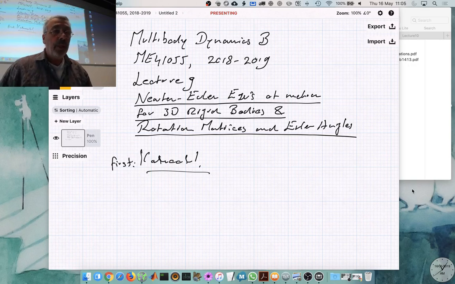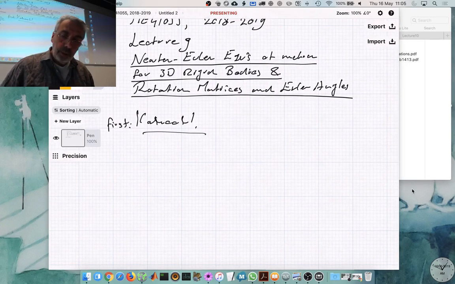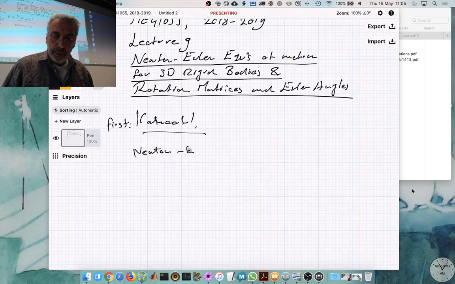Okay, there we go. So today's topic, Newton-Euler equations of motion for 3D rigid bodies, and we're going to make a start with rotation matrix and Euler angles. Now, if you look at the words, I say Newton, Euler, and then equations of motion. And 3D is the big thing. So what we're actually doing is from 2D, today we move out to 3D.